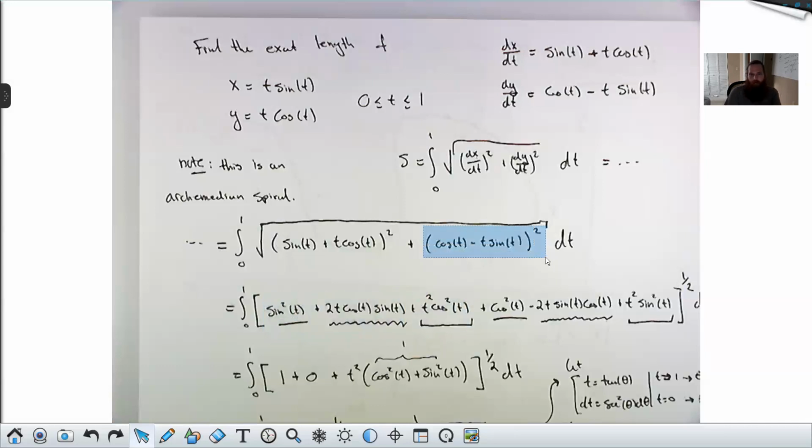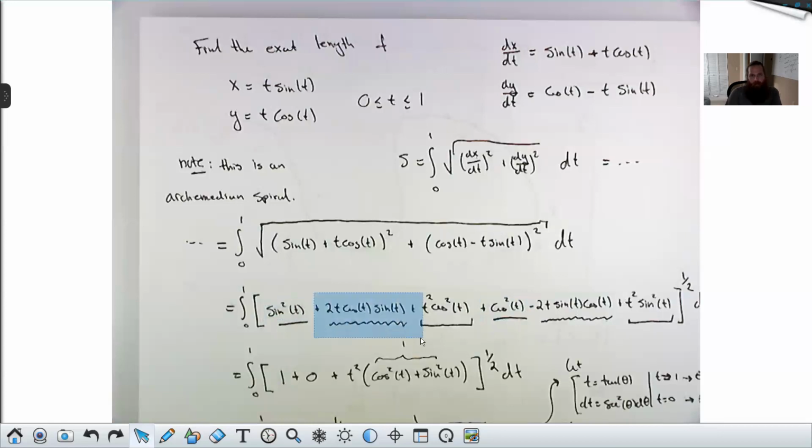Similarly, this foils out to this. You'll want to pause and check the algebra. My firsts, minus my inners and outers here, and then my lasts. And then you can see how I've underlined these things. That was to help me group. So I see sine squared plus cos squared. That's going to be 1.